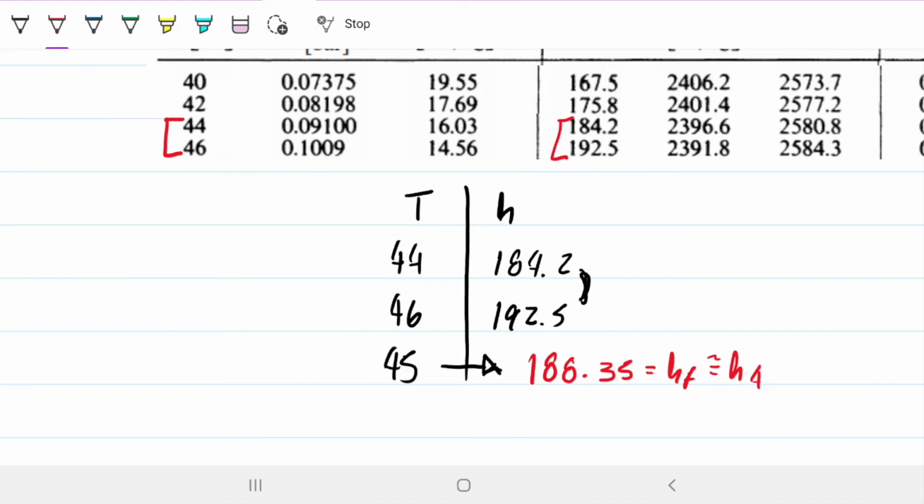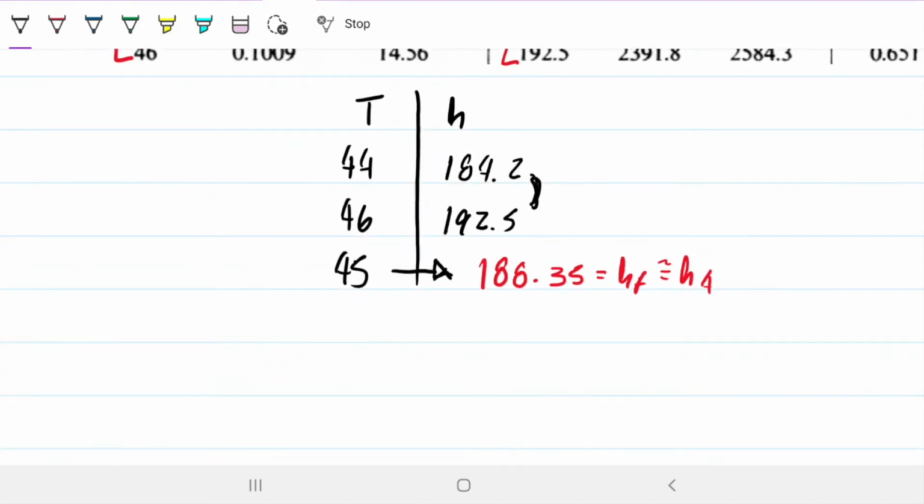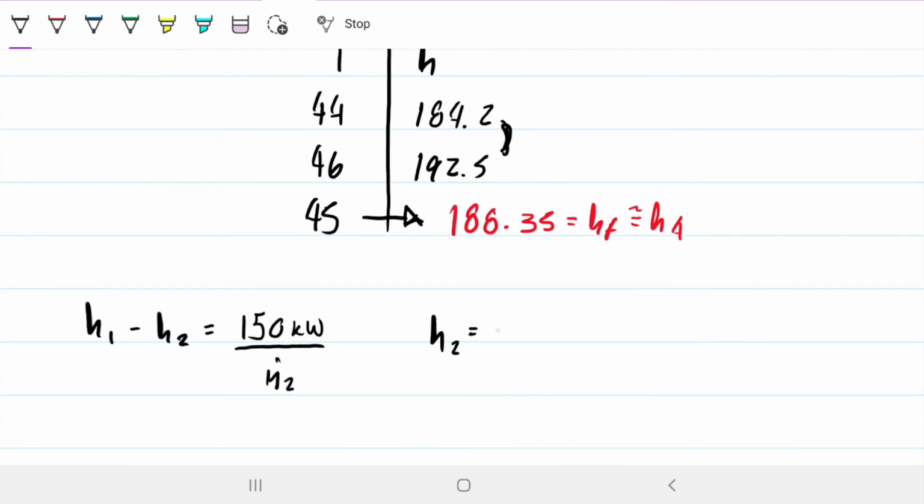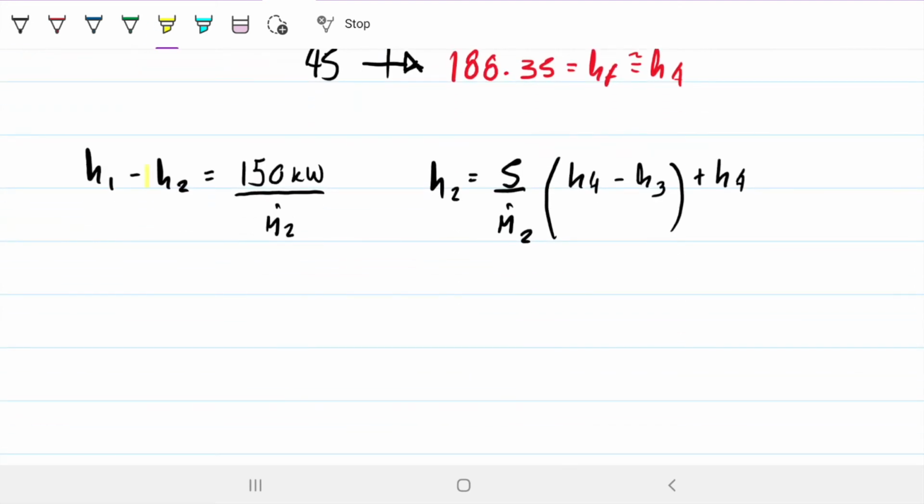So I have all the enthalpies and now I just have two equations, two unknowns. So it's just algebra now, right? I just need to sub in the values that I have. I know that H1 minus H2 equals 150 kilowatts divided by this horrible 5 divided by mass flow rate 2, and I also know that H2 equals 5 over M2 times H4 minus H3, plus H4. And so I can sub in where I have H2, and I can sub in the values as well.